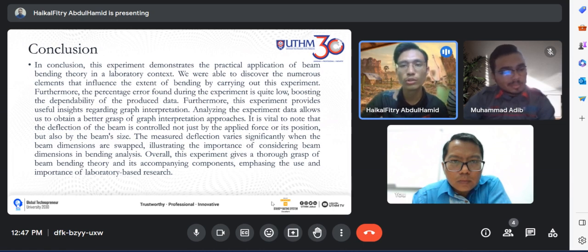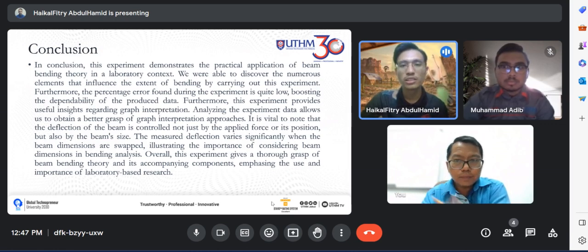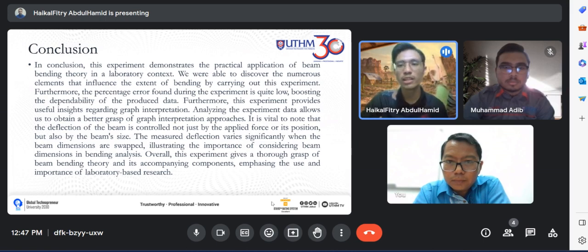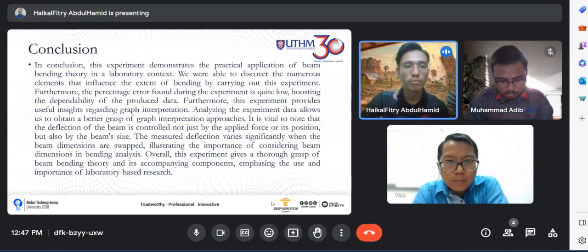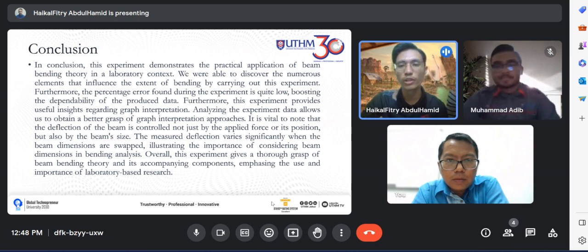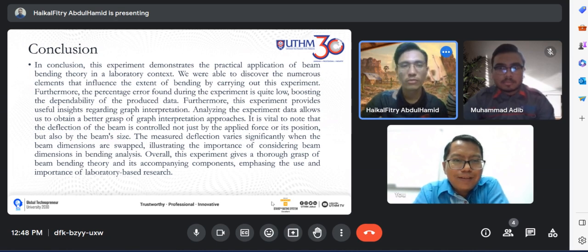It is vital to note that the deflection of the beam is controlled not just by the applied force or its position, but also by the beam size. So the deflection varies significantly when the beam dimensions are changed, illustrating the importance of considering beam dimension in bending analysis. Overall, this experiment gives a true picture of beam bending theory and its accompanying components, emphasizing the use and importance of laboratory-based research.